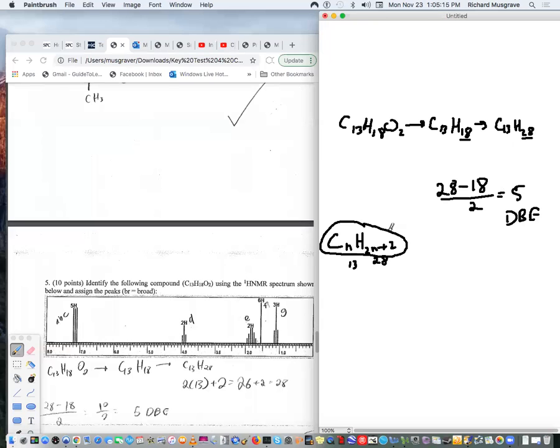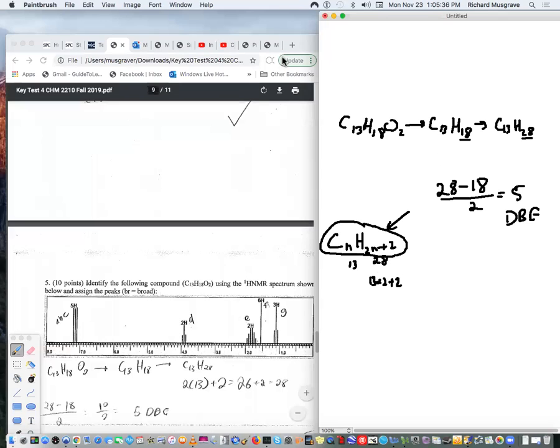But I think the part that was confusing you was this. That's what it is if it's saturated. It's always CnH2n plus 2. 13 times 2 plus 2 is 28. You can let me know if you understand that if you put it in chat, Bailey. I think she responded in the chat. Oh, okay, cool. All right.